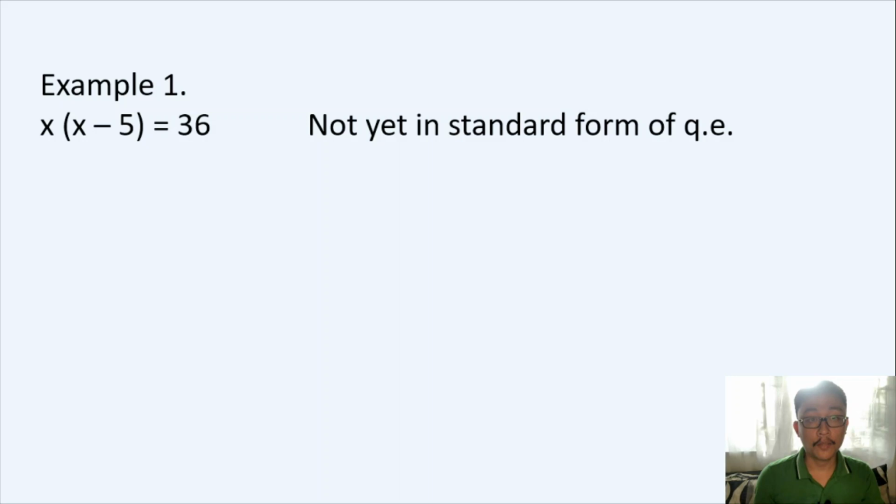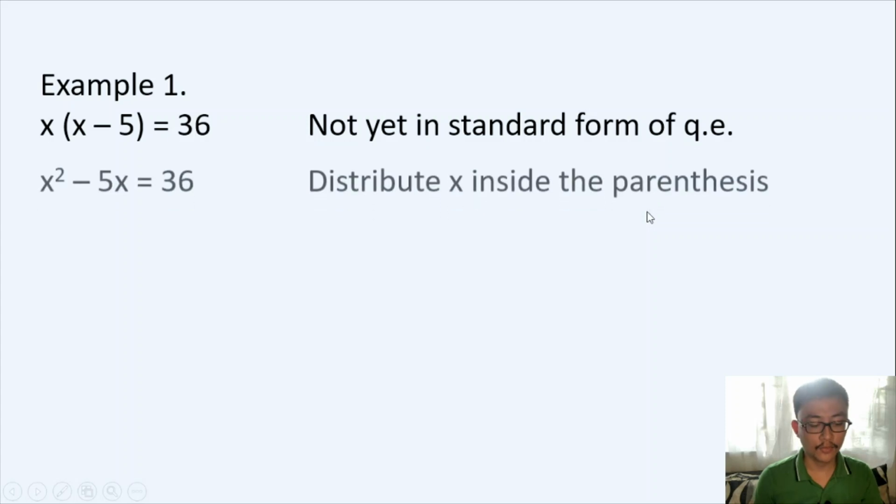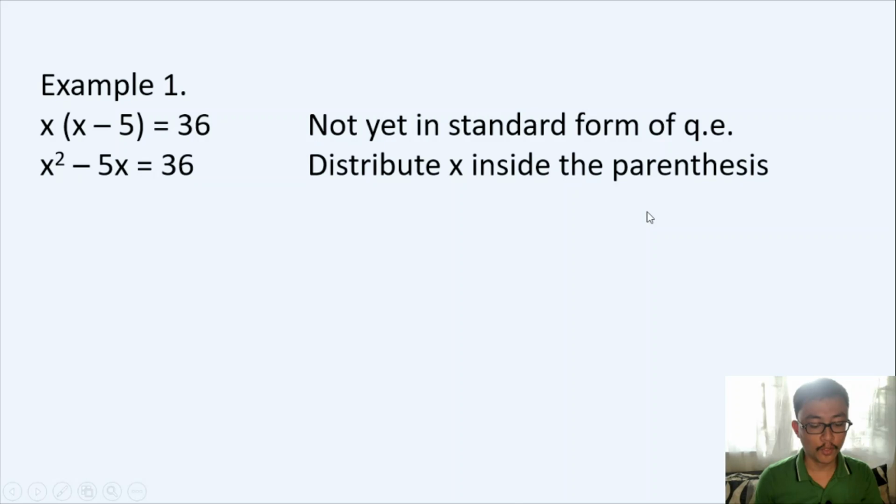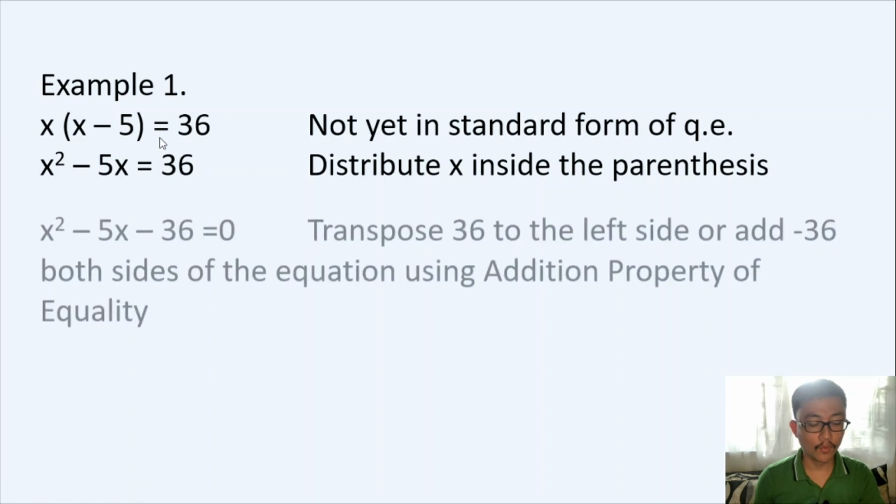Example number 1 tayo. We have x times the quantity of x minus 5 equals 36. So obviously, this is not yet written in standard form of quadratic equation. So ang ginawa lang natin is, we distribute x inside the parentheses. So we have x times x, that's x squared, x times negative 5, that is negative 5x, equals 36.